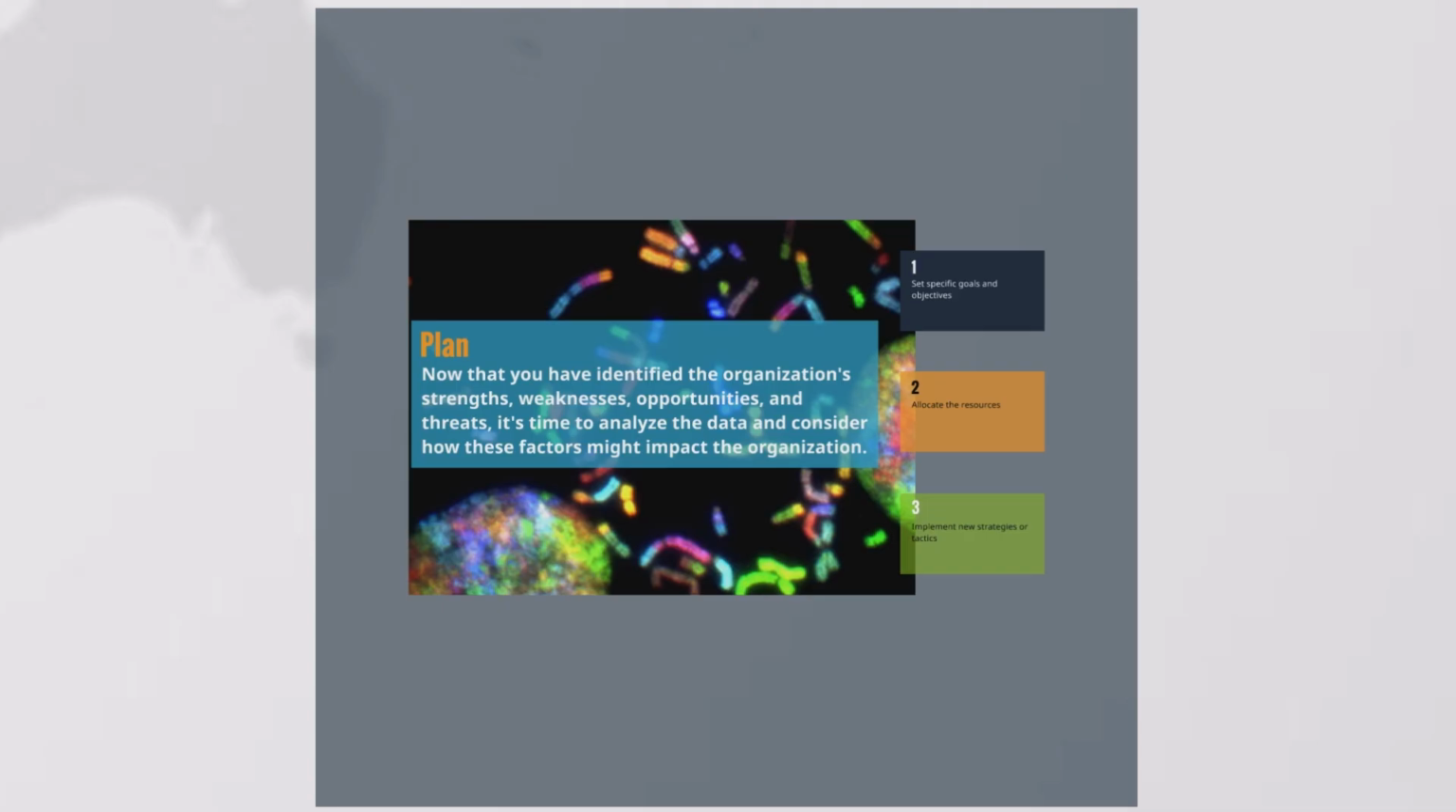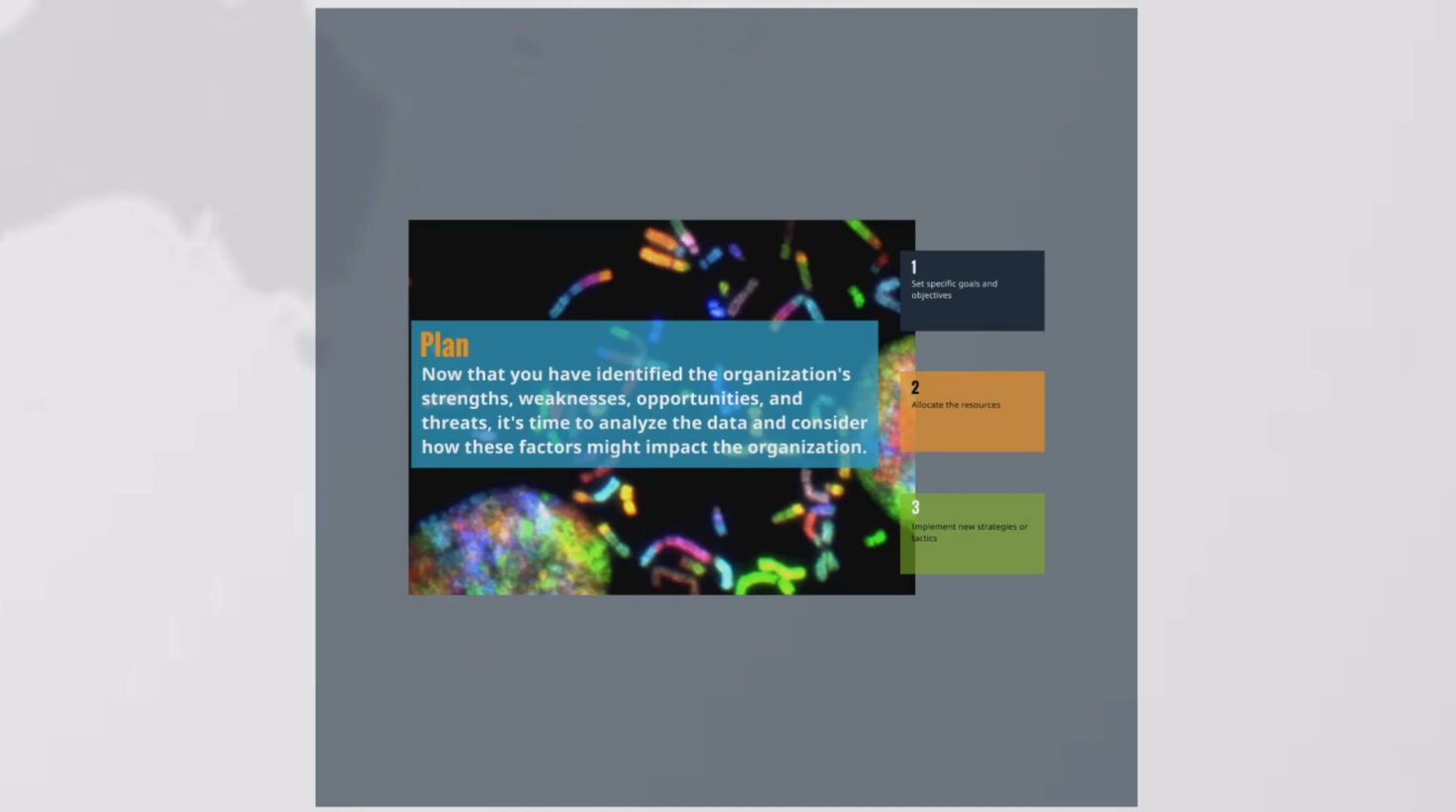You should identify specific goals and objectives that will help you address the issues. The goals should be specific, measurable, achievable, relevant, and time-bound. Next, allocate the necessary resources. Once you've identified your goals and objectives, you will need to allocate necessary resources. This may include financial, human, or other types of resources that are required to achieve your goals.